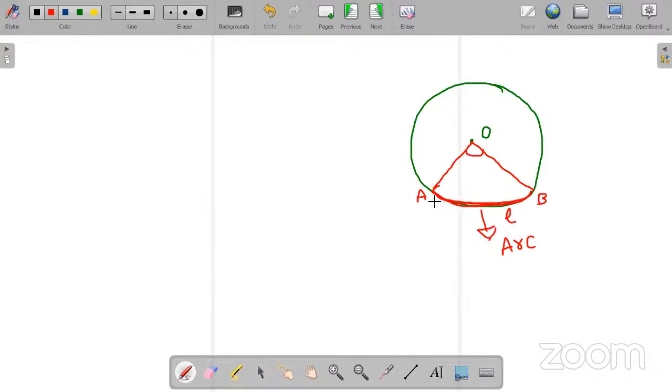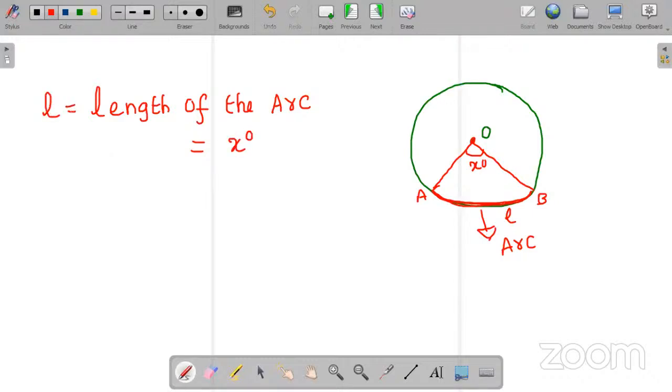For example, the angle subtended by the arc at the center is x degrees. Then what is its length? Length of the arc is equal to L, given by x degrees by 360. That means this portion is nothing but part of the circle. Total circle means actually 360 degrees. That means the angle at the point is 360 degrees. Am I correct? So x by 360 into the total circumference of the circle, whose radius is r, that means 2 pi r. Then you will get the length of the arc.